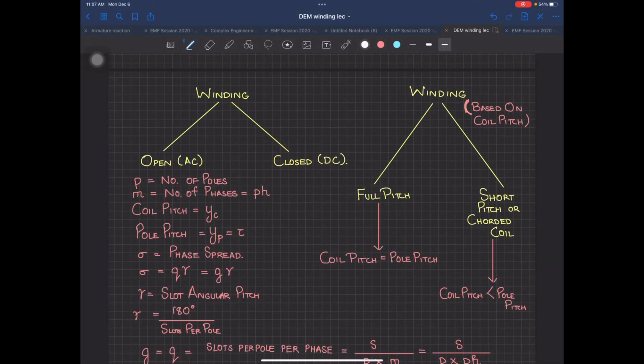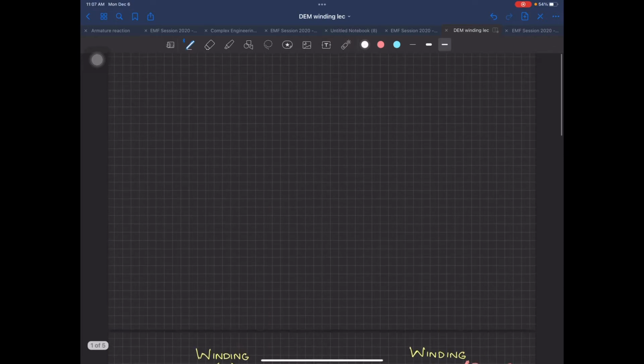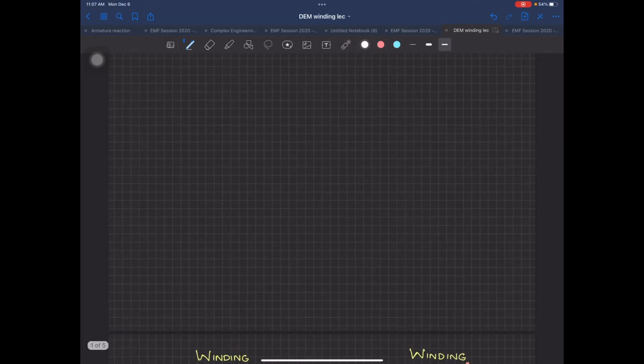Okay ji, today we are doing the DEM winding lecture. ठीक है जी, if you remember your recorded lectures, you have gone through the KP, the pitch factor, and the KD, the distribution factor. So that KD was your distribution factor. And based on these two factors, you can find out your Kw, which is called the winding factor.